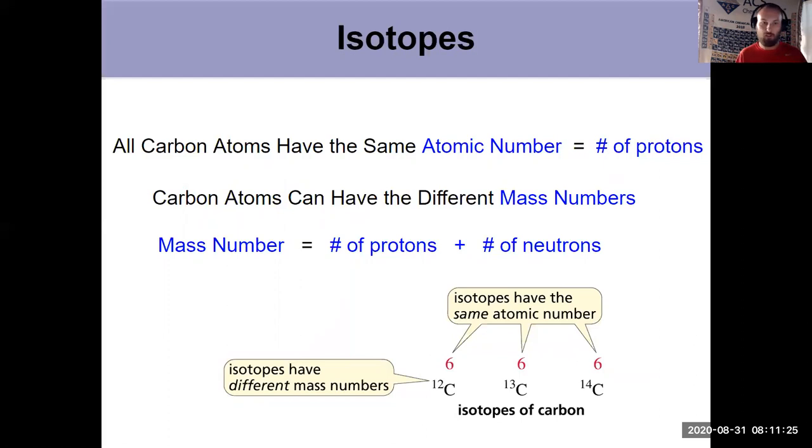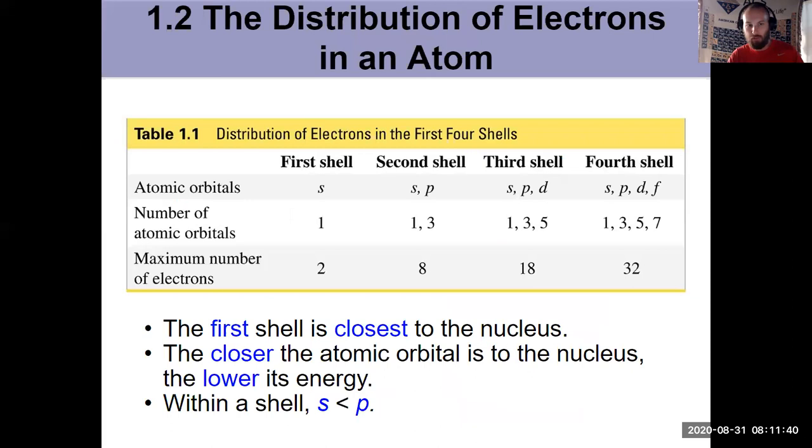So that's all: structure of an atom, isotopes. That's 1.1. If any of this is unfamiliar, go back and review that material. And as always, with any of this stuff, shoot me an email with questions or post them on Blackboard. So let's look at 1.2 now, distribution of electrons in an atom.